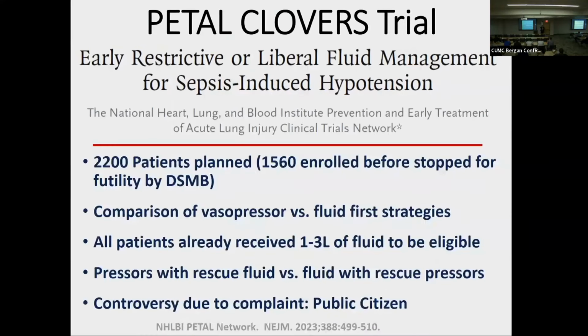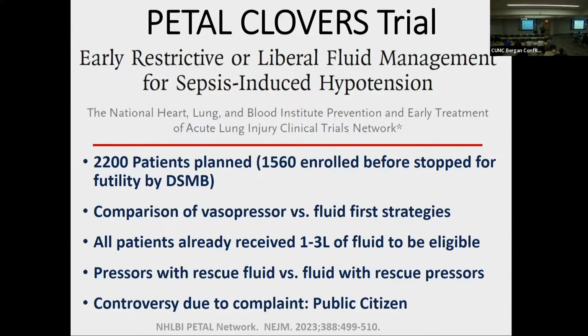All right, CLOVERS. CLOVERS is a trial that I participated in the design of and then enrolled patients in. So take everything I say with a grain of salt. How big that grain is, you can decide, but take it with a grain of salt. 2,200 patients planned. We got a little over 1,500, and the DSMB said, neither of these arms is going to win. You should stop. The two arms are what I call fluid first or vasopressor first.